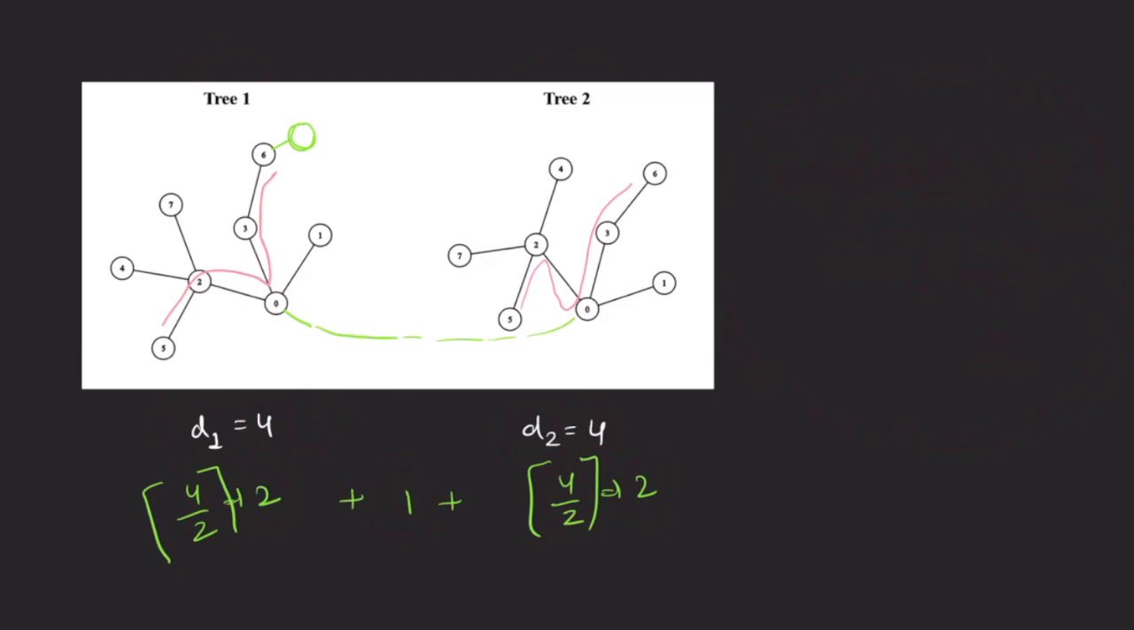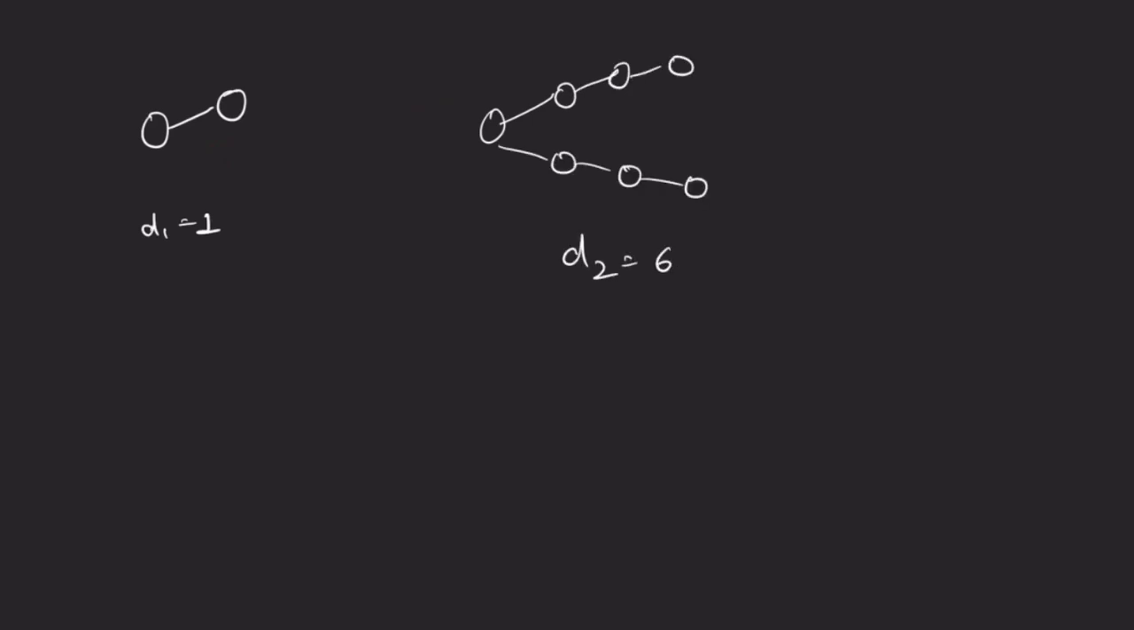But let's talk about other edge cases. Suppose the first tree looks like this, so here the diameter is 1, and the second tree looks like this, so here the diameter is 6: 1, 2, 3, 4, 5, 6. Now the mid node is this. Here both are mid nodes. Let's connect them, so this will be the new tree. Now according to your formula, your new diameter would be 1, 2, 3, 4, 5. Your new diameter would be 5.